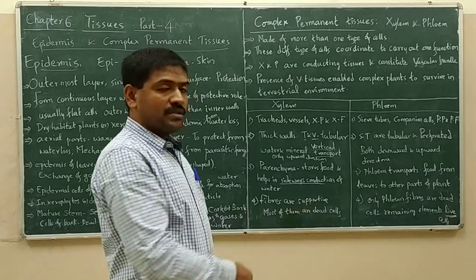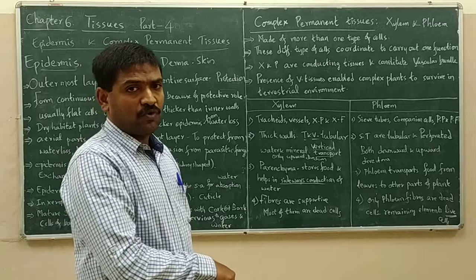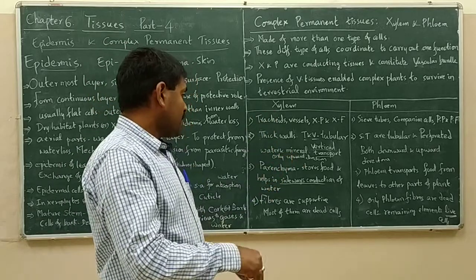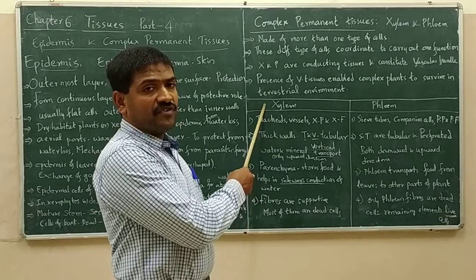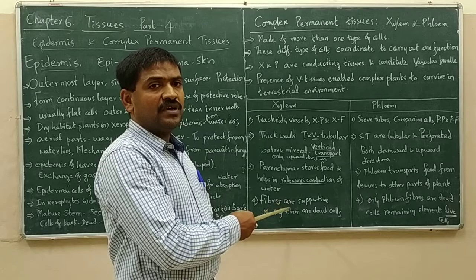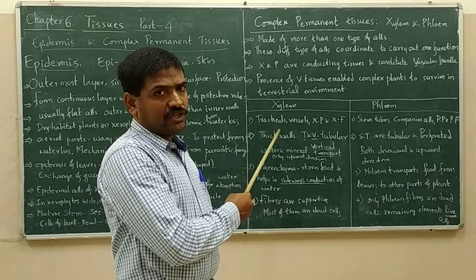And fibers are meant only for a supportive role for these tracheids, vessels and parenchyma. Most of the cells of xylem elements are dead cells only.